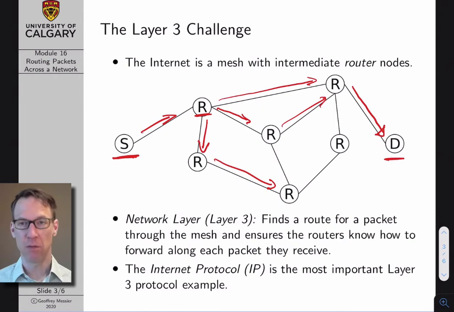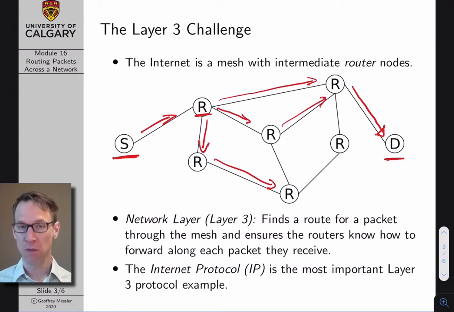The job of the network layer, or layer 3, is to, first of all, find the best route through a mesh network for a particular packet, and also ensure that the routers know how to forward each packet along that route. So there's two problems.